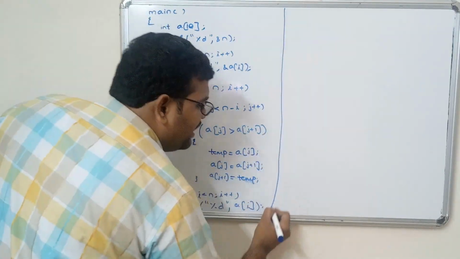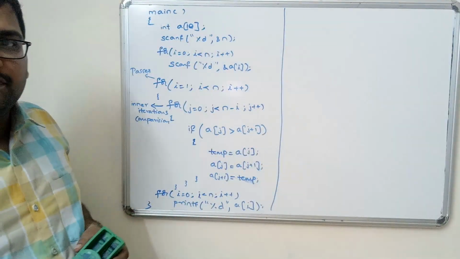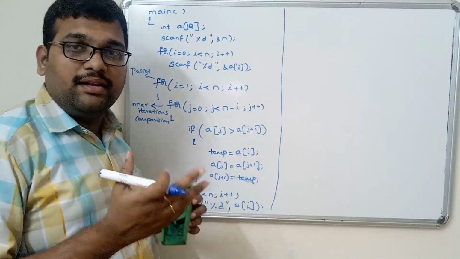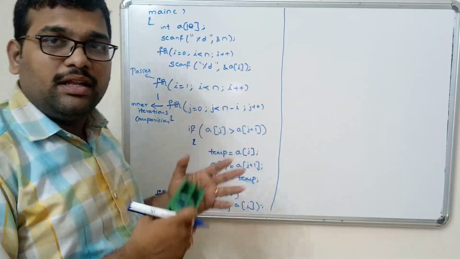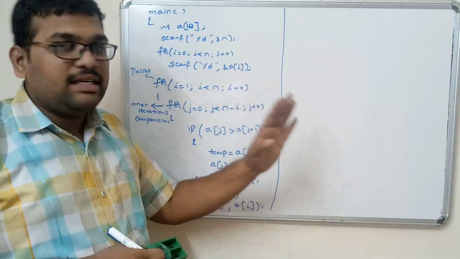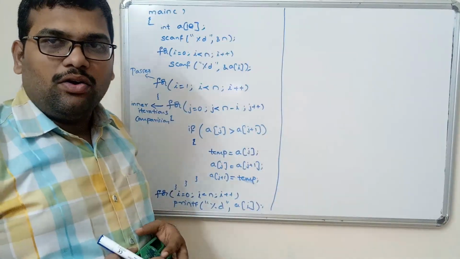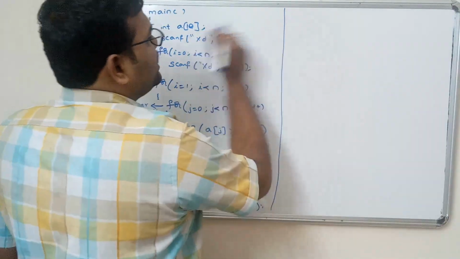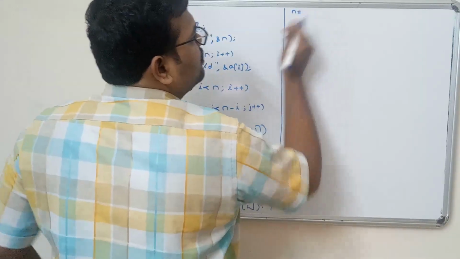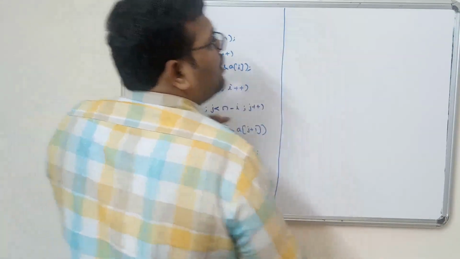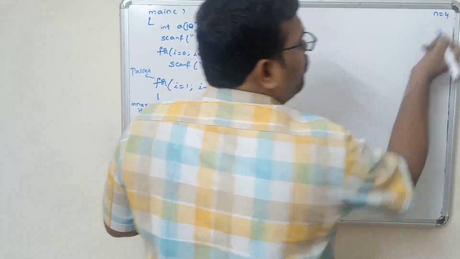So let us trace here so that you can clearly understand. Without tracing the program, you can't get the logic, right? So we don't know whether the logic is right or not. So if you trace the program, we can get the correct logic. So let us take n is equal to 4.